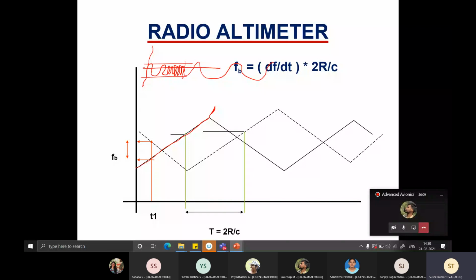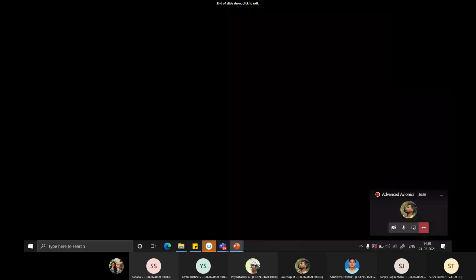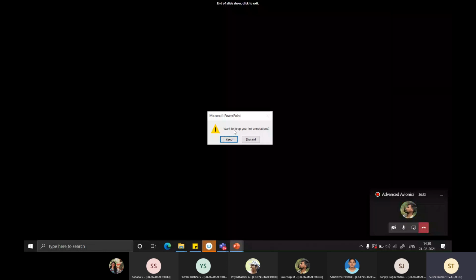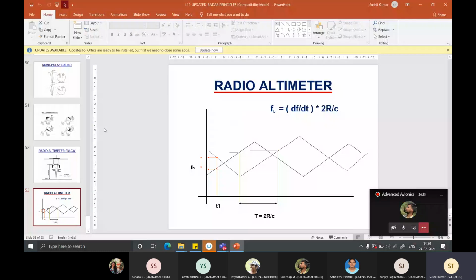Is it okay, Saurabh? Yes, sir. Anyway, go through the book and then you'll be able to understand. So that ends the portion on radars. Anything you want to discuss on radars?